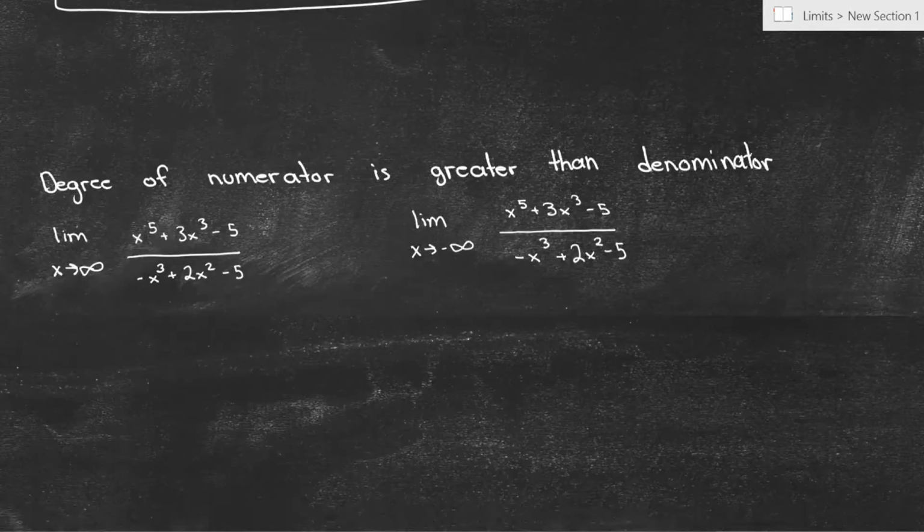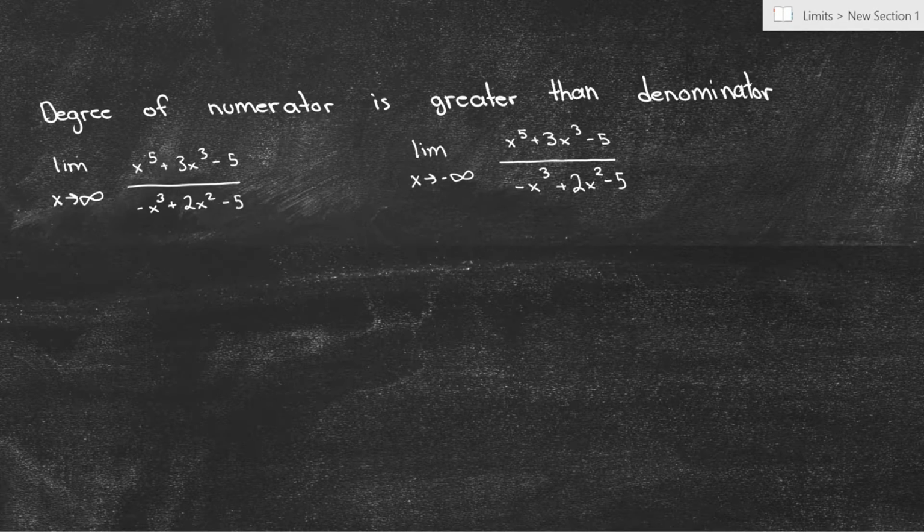Alright, so now is when it gets a little bit tricky: when the degree of the numerator is greater than the degree of the denominator, because now signs start to matter. But again, same thing that we're going to do. We're going to take the highest degree of the numerator and the highest degree of the denominator. I just wrote those backwards, but then we're just going to focus on those.